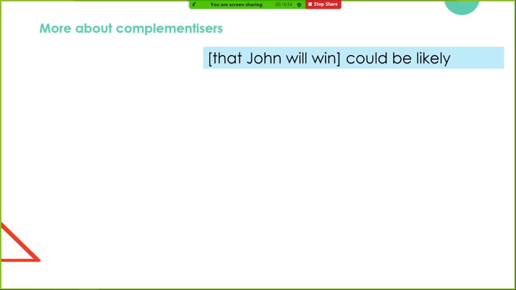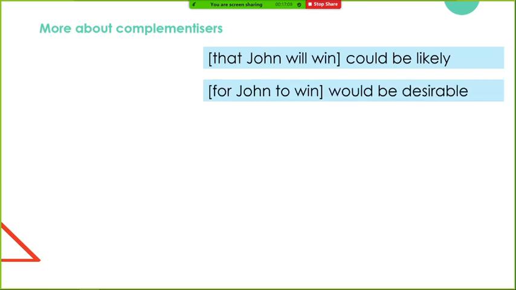Now, some more facts about complementizers before we get on to what we're supposed to be talking about, which is the inflection. And that is, well, there are different types of complementizers. There's obviously more than one complementizer. That is one of them. But if you compare that sentence, that John will win could be likely, to another sentence, for John to win would be desirable, we can see that in this case we have a word for in front of the inflectional phrase John to win. Okay, so for would seem to be another instance of a complementizer.